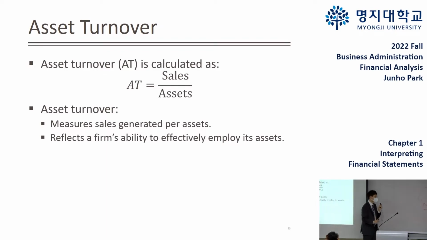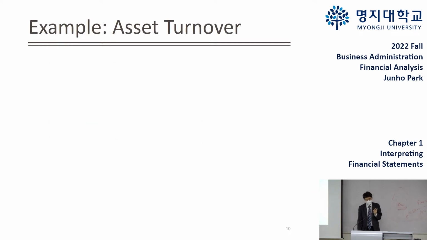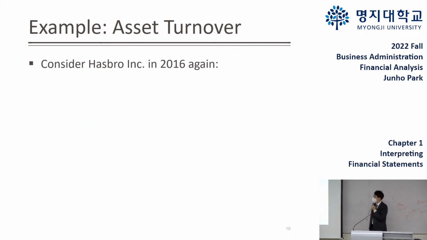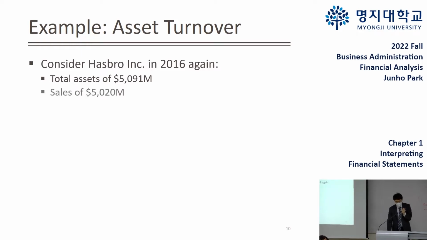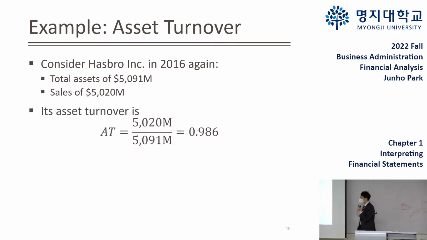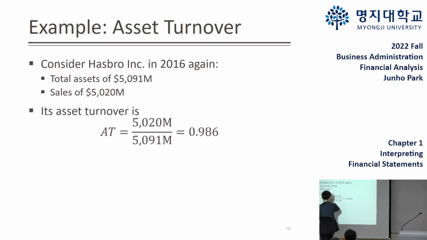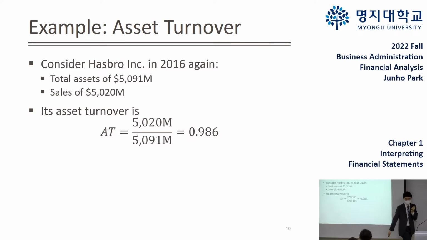So if you have a higher asset turnover, it means that you are allocating your resources, which are called assets, very effectively, and so you are running your business very well. Okay, and for Hasbro in 2016, total assets was 5,091, and sales was 5,020, and then the asset turnover will be calculated as sales divided by total assets, so you get 0.986.